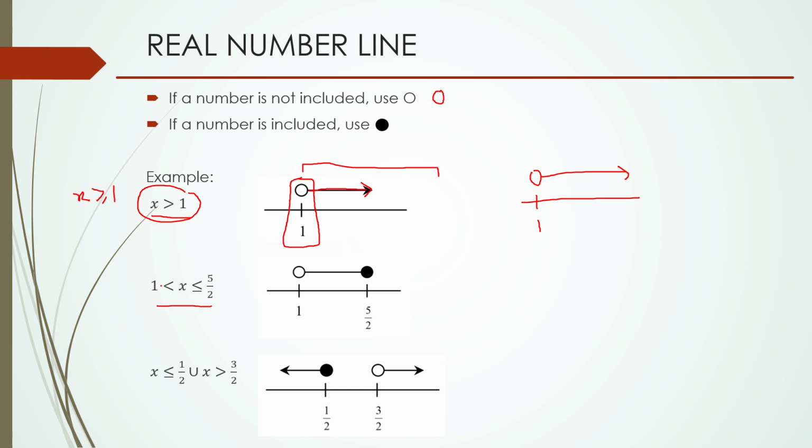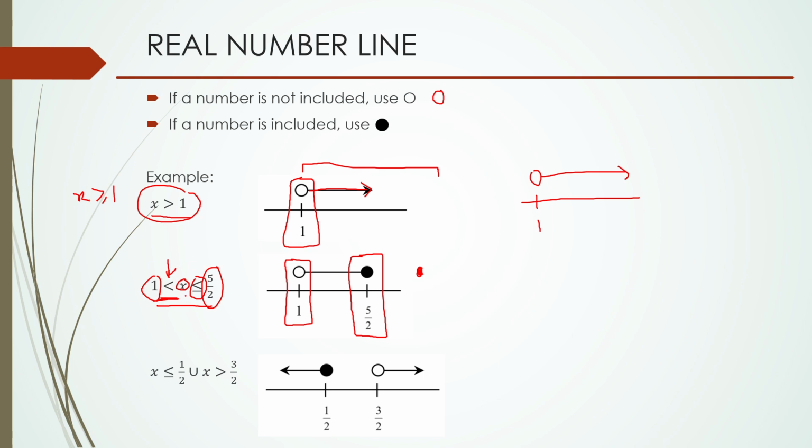Here we have 1 is less than x, less than or equal to 5 over 2, which means that our x is between 1 and 5 over 2. For 1, the inequality sign is less than, so it is not included. So above 1 you can just draw a circle. And x is also less than or equal to 5 over 2, so above 5 over 2 you use a black dot. Why? Because 5 over 2 is included, because we have less than or equal to.